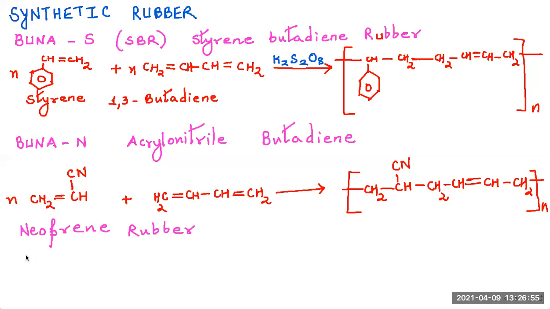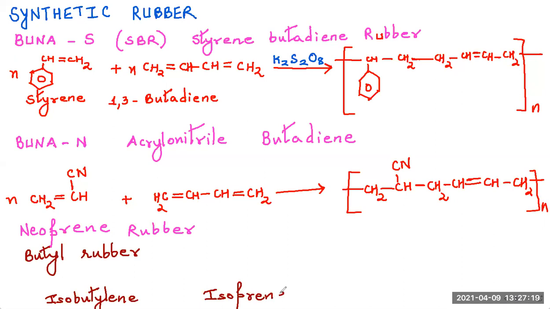Styrene. Butyl rubber. Butyl rubber is obtained from isobutylene and isoprene. Do you remember what is isoprene? Tell me. 2-methyl-1,3-butadiene.